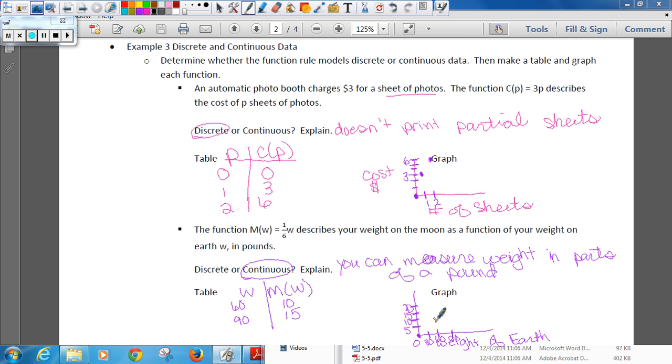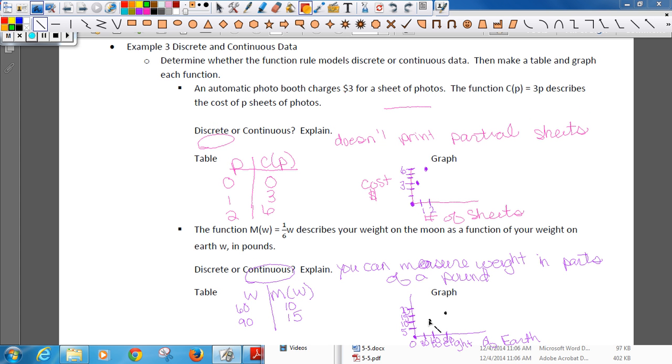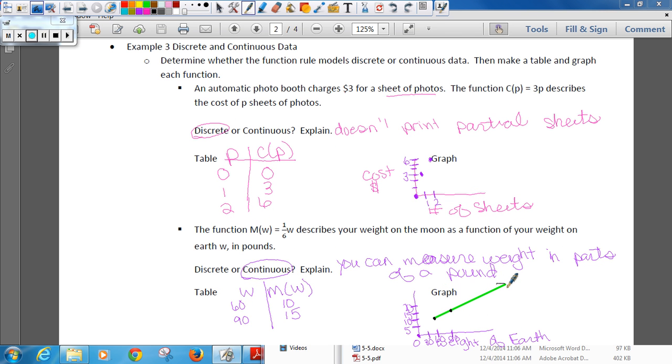60 would weigh 10 on the moon. 90 would weigh 15 on the moon. And then we draw our line because this is continuous. I could weigh a partial amount of a pound. So it's continuous, so you connect it with a line, arrow at the end.